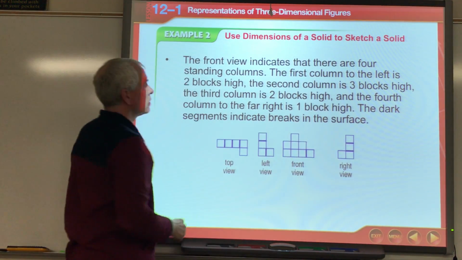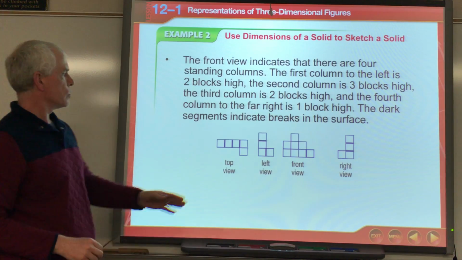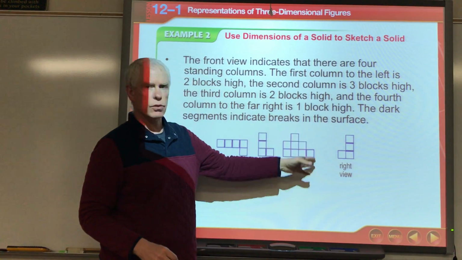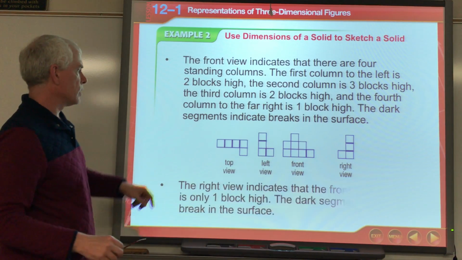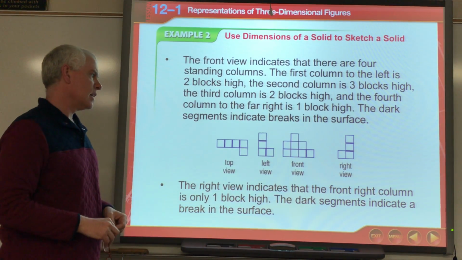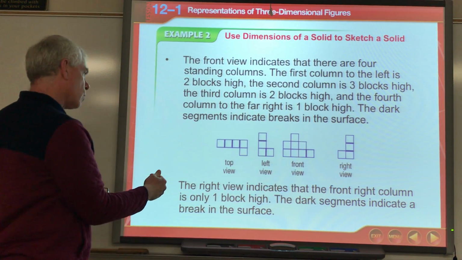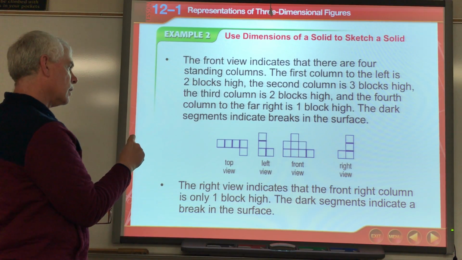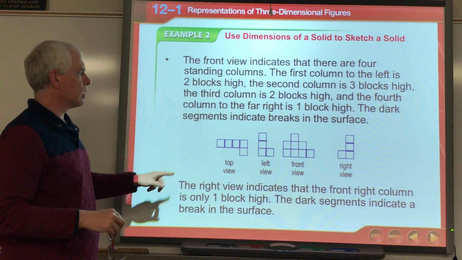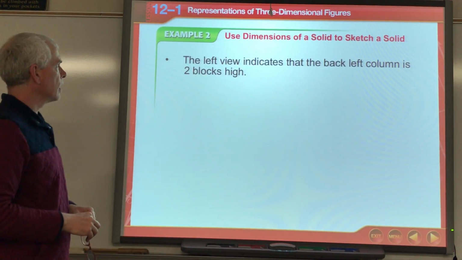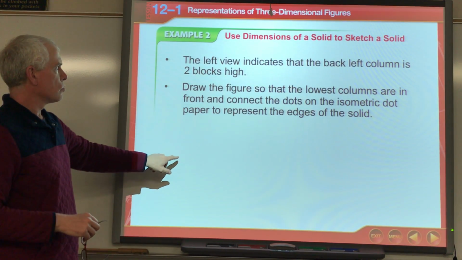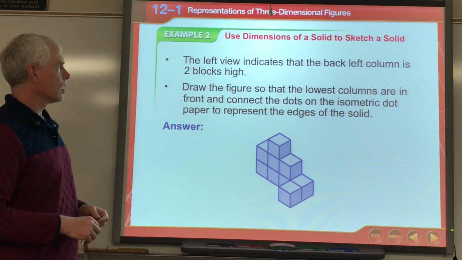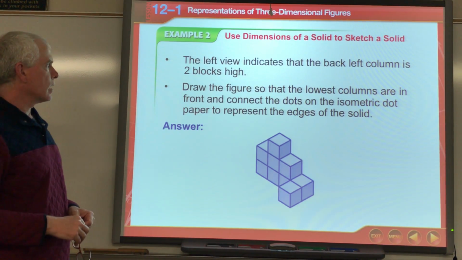Okay, this view right here. The first column on the left is 2 blocks high, followed by 3, followed by 2, followed by 1. Okay, the dark segments indicate breaks in the surface. The right view indicates that the front right column is only 1 block high. The dark segments again indicate breaks in the surface. Okay, the left view indicates that the back left column is 2 blocks high. Draw the figures so that the lowest columns are in the front and connect the dots.